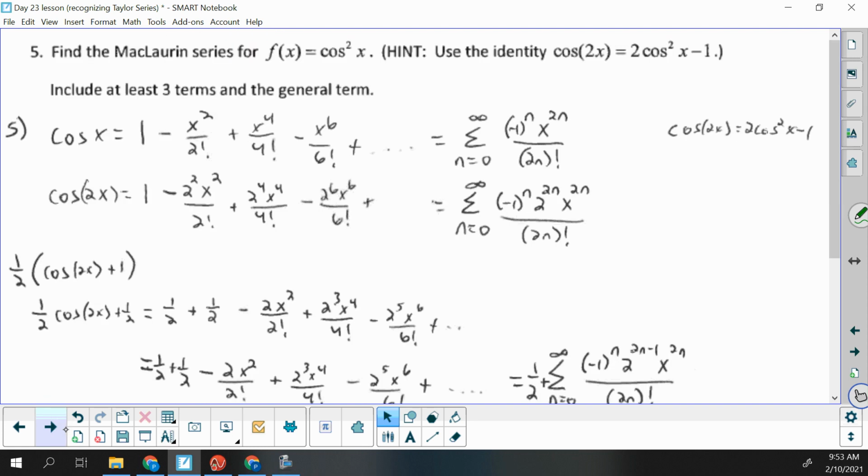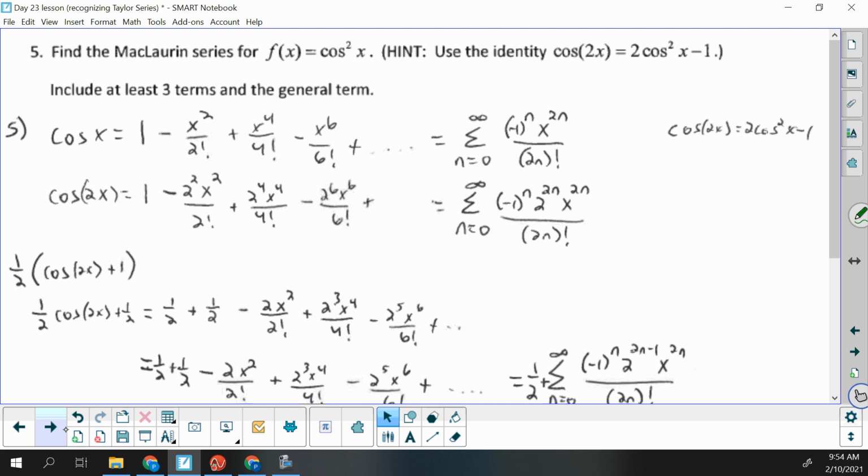Moving on to 5, we're going to find a series for cos squared x, 3 terms and the general term again, and we're going to use the idea that cos 2x is equal to 2 cos squared x minus 1. So we're going to build cos 2x, and then we'll rearrange to get the cos squared by itself. So start with what we know cos is. You've got our terms, you've got the general term. Sub in the 2x to both our terms and the general term.